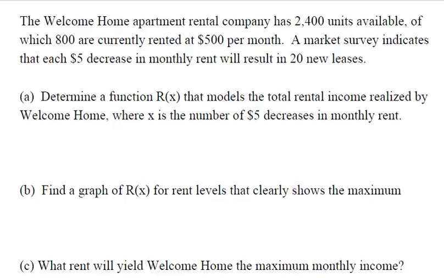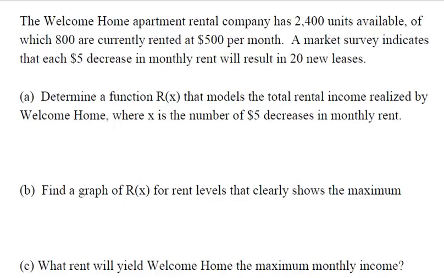Okay, we got a rental company. They got, wow, 2,400 apartments available. 800 are currently rented at $500 per month. So right now they've got 800 rented out. They're charging $500 a month. So 800 times 500 means their revenue currently.